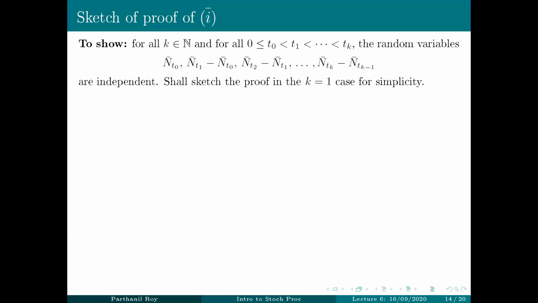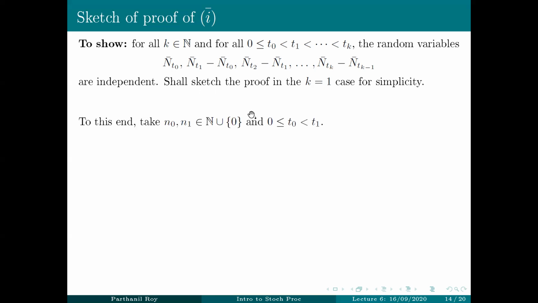What we will do is we'll sketch the proof when k is equal to 1, just for simplicity. So the general case can be done using the same argument, but the notation is going to be much more complicated. The idea of the argument is still the same. So we are only going to sketch the proof for k equal to 1. Sketch meaning I'll leave an important part for you as an exercise.